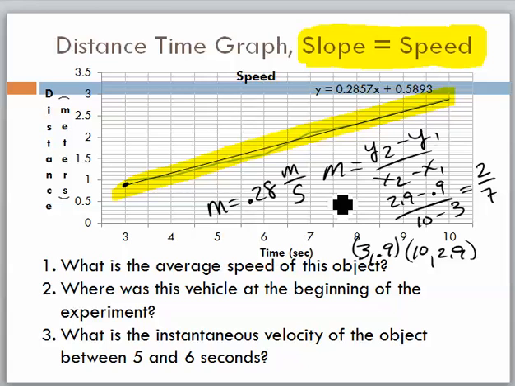Well, what I want to point out is the slope. This is what you're finding whenever we put that equation into the graph. You're finding the average speed, because the average speed is the trend line here, and this equation deals with the trend line. The average speed is 0.2857 meters per second over the course of this trip.